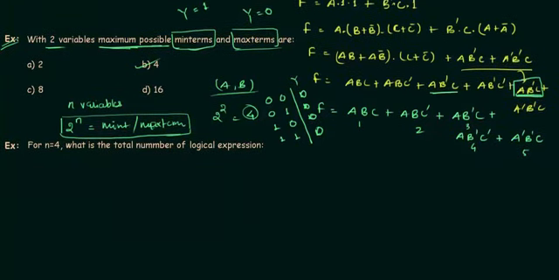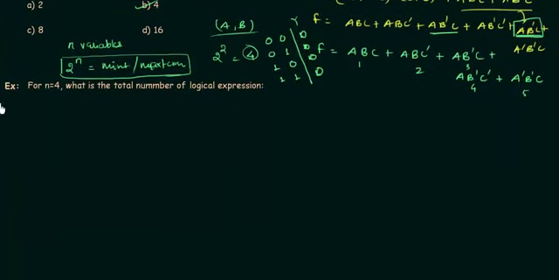And the last example is very important. This one is very important. For n equals 4, where n is the number of variables, so we have four variables, what is the total number of logical expressions? First we will find out for n equals 2, then we will generalize the case and find out for n equals 4. So let's start with it.